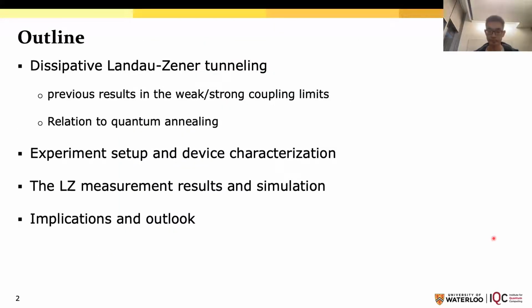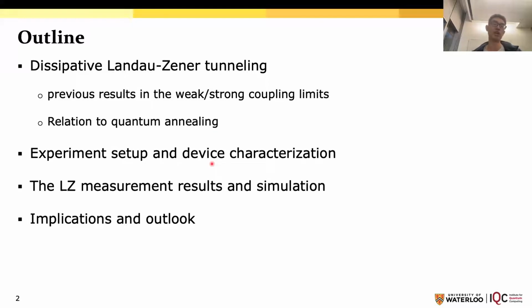Okay, so for today's talk, I'll start by introducing the dissipative Landau Zener tunneling problem, and I'll first talk about the previous results in the weak and strong coupling limit, which will provide a lot of the intuitions in order to interpret our experimental data.